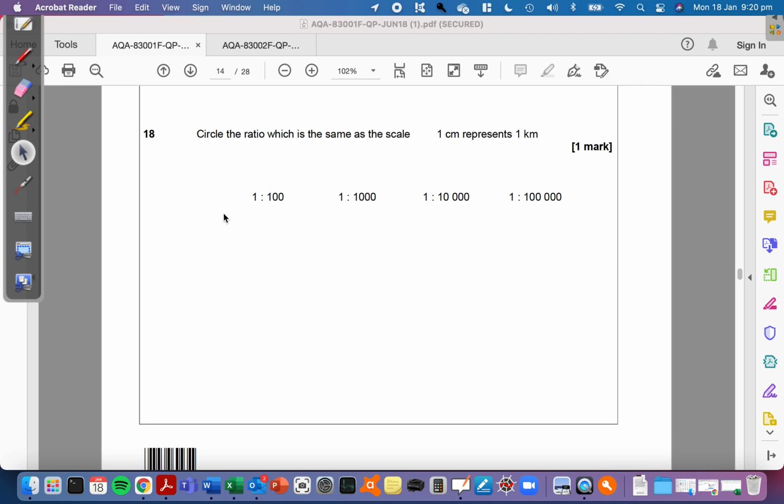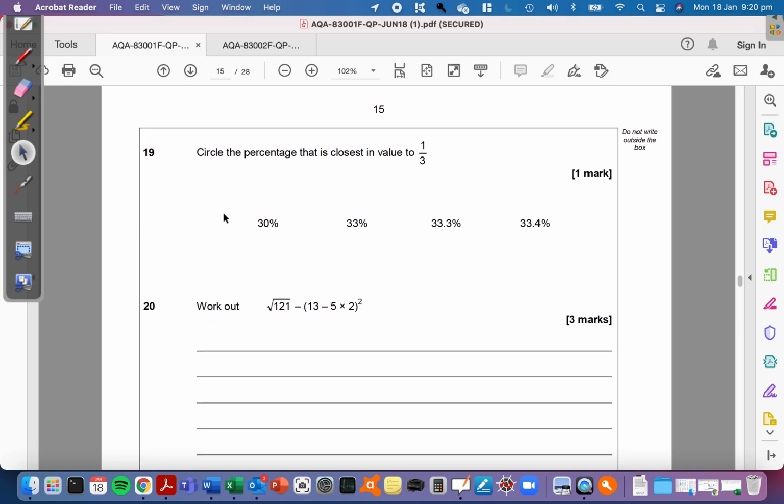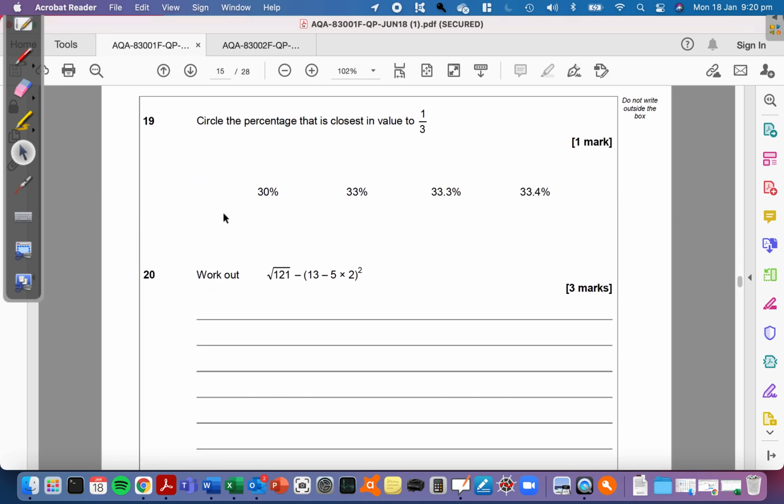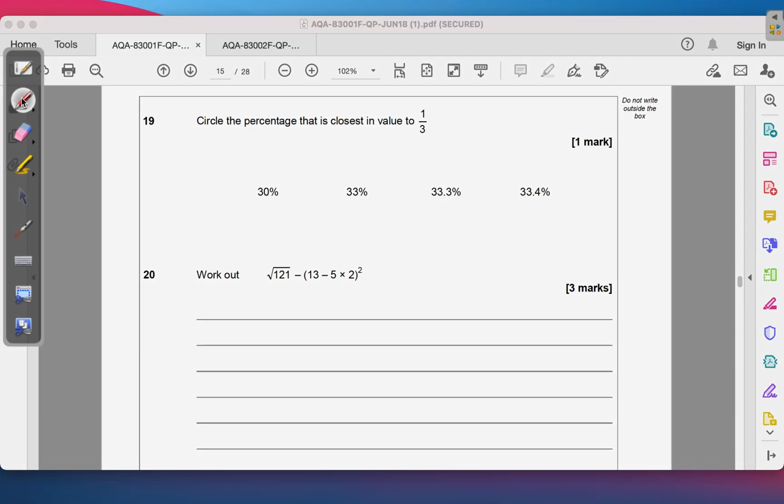Right, next question. Circle the percentage that is closest in value to 1/3. So this is one of those things that you kind of just have to know. If we write a third as a decimal, you should know that it's 0.3333333 dot dot dot. It's called a recurring decimal, which basically means it goes on forever like that.